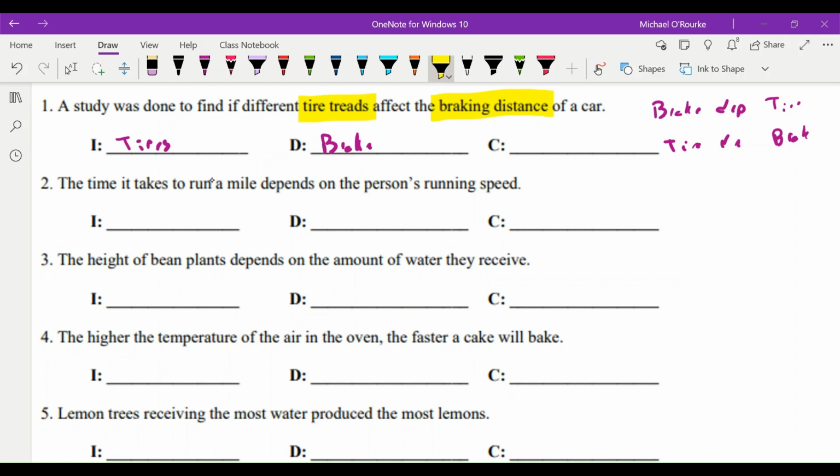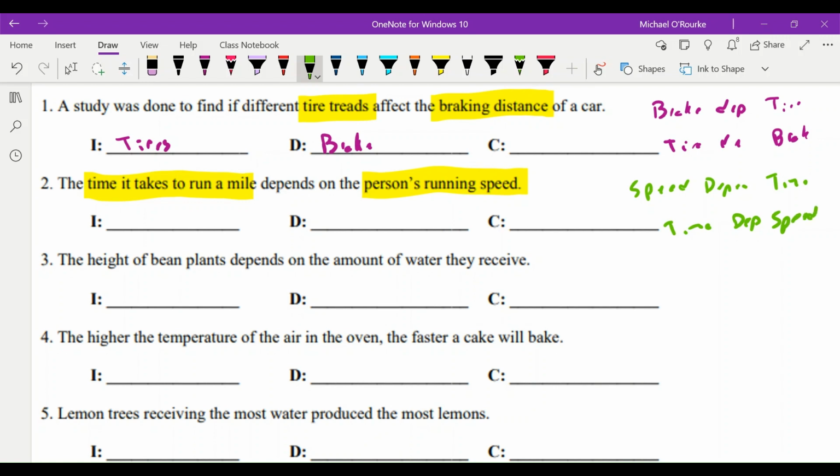The time it takes to run a mile. Time to run a mile depends on the person's running speed. So does speed depend on time? Or does time depend on speed? In this case, time depends on the speed of the runner.